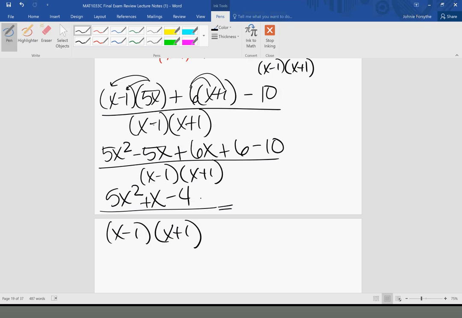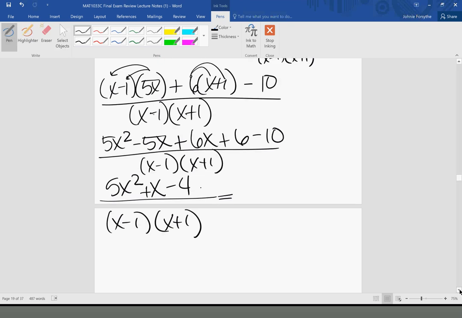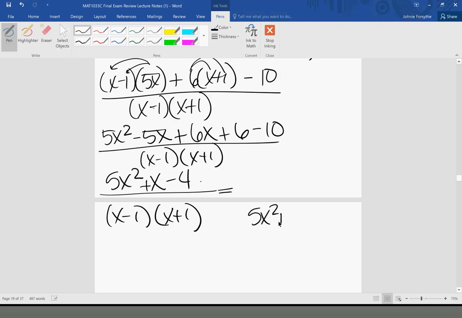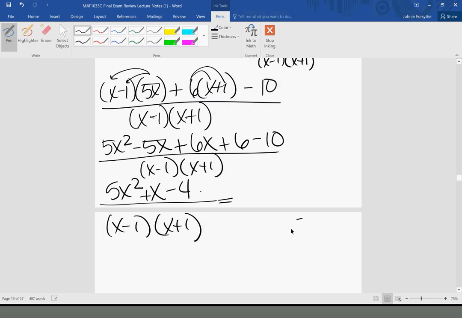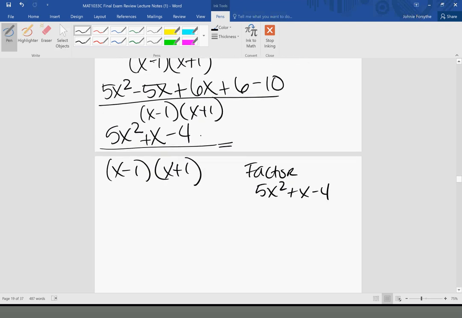All right, let's do it separate over here. Let's factor 5x squared plus x minus 4. All right, so the way that I factor this, the leading coefficient is not a 1. It's the 5. So I'm going to take 5 times negative 4, which is negative 20. And I'm going to drop the 5, so I have x squared plus x minus 20. So I got that by doing that times that, AC.